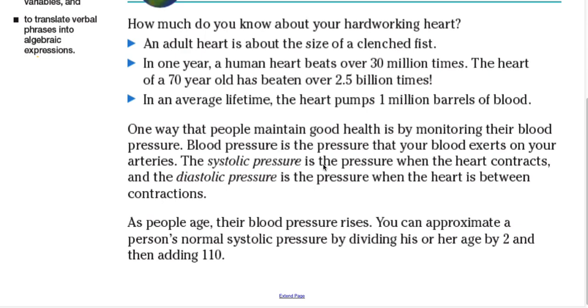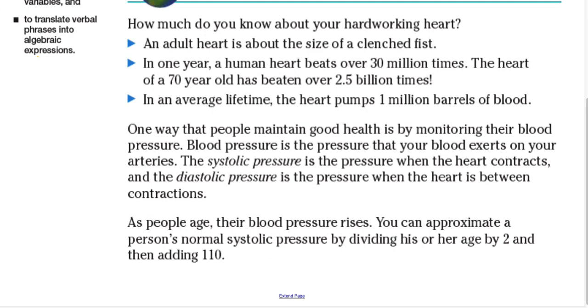You can approximate a person's normal systolic pressure by dividing his or her age by 2, then adding 110. So if you are 14 years old, you divide your age by 2 and then add 110. So that is 7 added to 110, because 14 divided by 2 is 7, sorry. Your systolic pressure should be around 117.